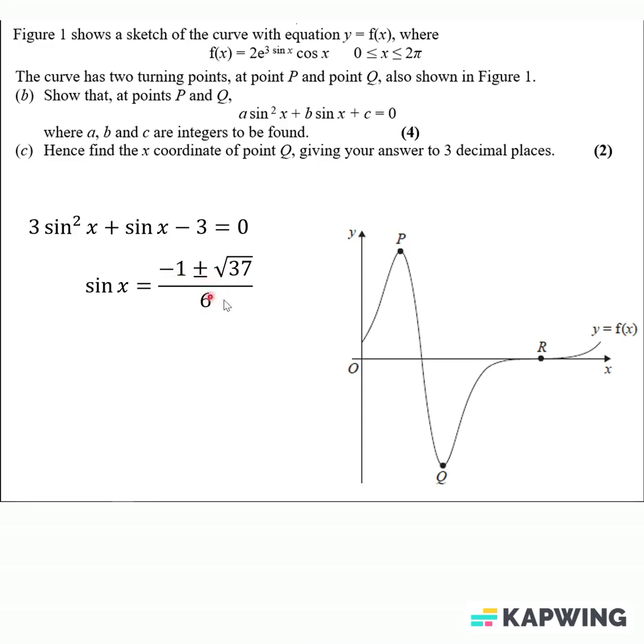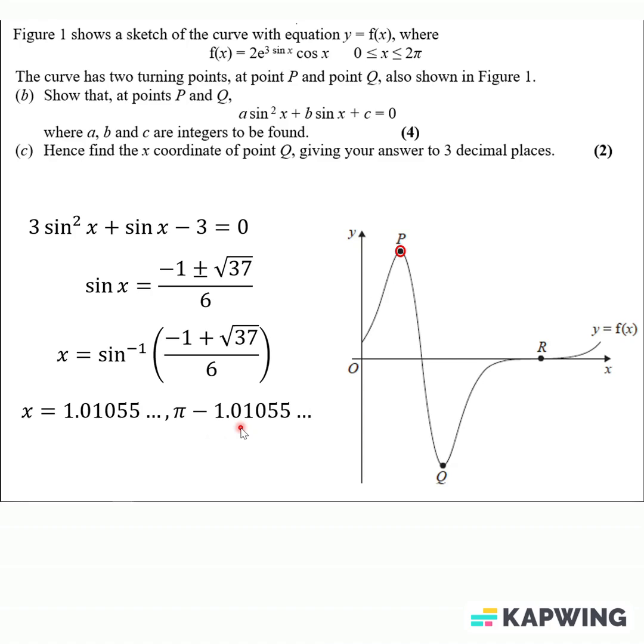And that's not going to work because the top line has got to be between 6 and minus 6, because the whole thing needs to be between 1 and minus 1. So I need to do inverse sine of minus 1 plus root 37 over 6. That gives you 1.01055, and that's going to correspond to P. That's the first positive answer. And of course, for sine, we can do pi minus the answer to give the other solution. That's going to correspond to Q. So the x coordinate of Q is pi minus that, 1.055, to 3 decimal places, 2.131.